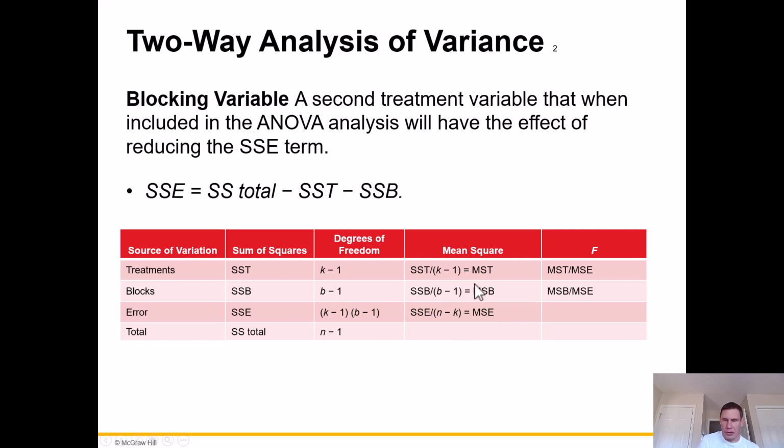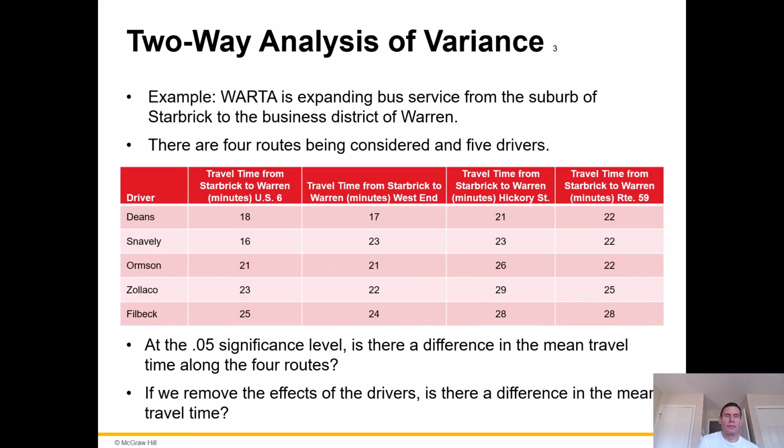And if you look at these formulas, they're not that much different, right? Look at these two, K minus 1. Now I'm just saying B minus 1, right? And then I'm going to generate an F score for this value as well. So let's take a look at an example of how this works.